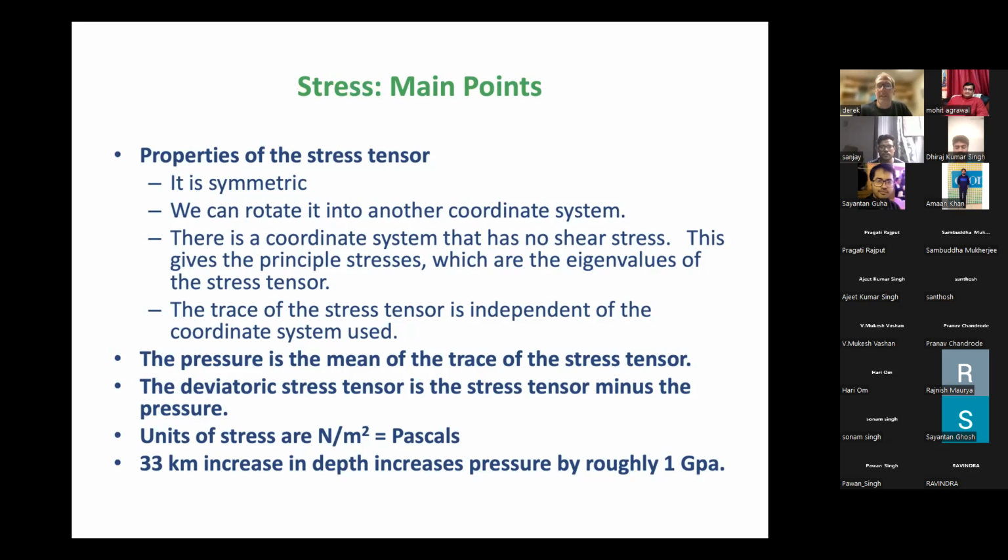Finally, the trace of the stress tensor is independent of the coordinate system used. So whether you have x1, x2, and x3, or x1 prime, x2 prime, and x3 prime as your axes, the trace of the stress tensor will be the same in both instances, although the off-diagonal components will vary. The pressure is the mean of the trace of the stress tensor, and the deviatoric stress tensor is the stress tensor minus the pressure. Units of stress in MKS units are newtons per square meter, or pascals. And roughly in the earth, a 33-kilometer increase in depth increases pressure by 1 gigapascal.